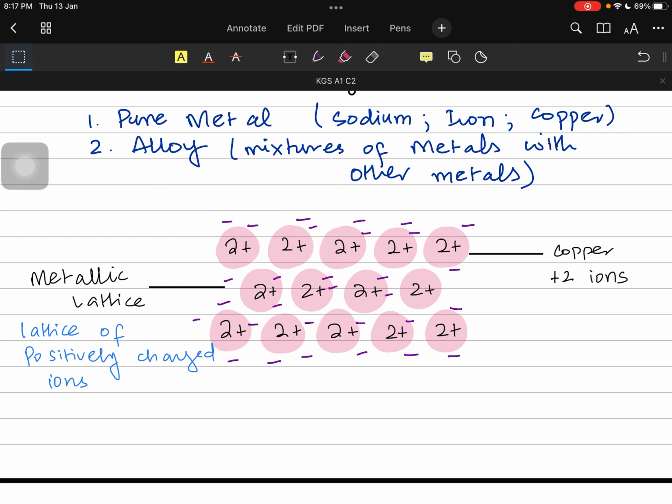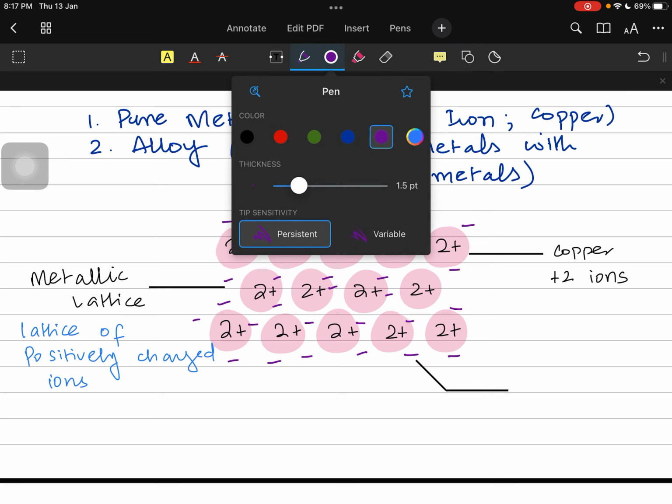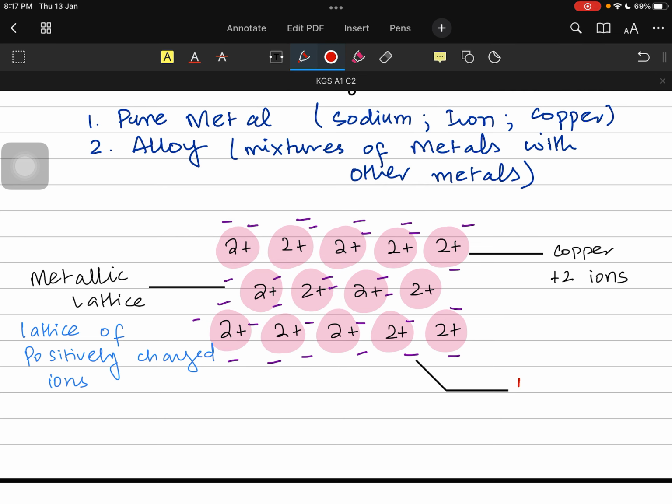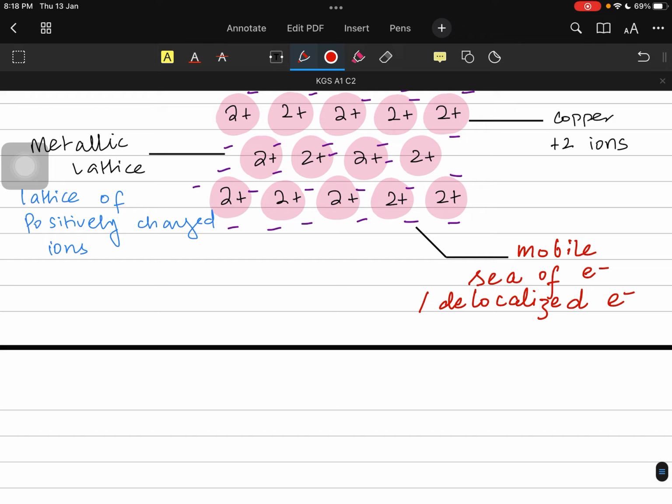I'm going to stop their moving, obviously, and this is the mobile sea of electrons over here. You can also call it the delocalized electrons. That is the same thing. Delocalized electrons. Now let's talk about their properties.